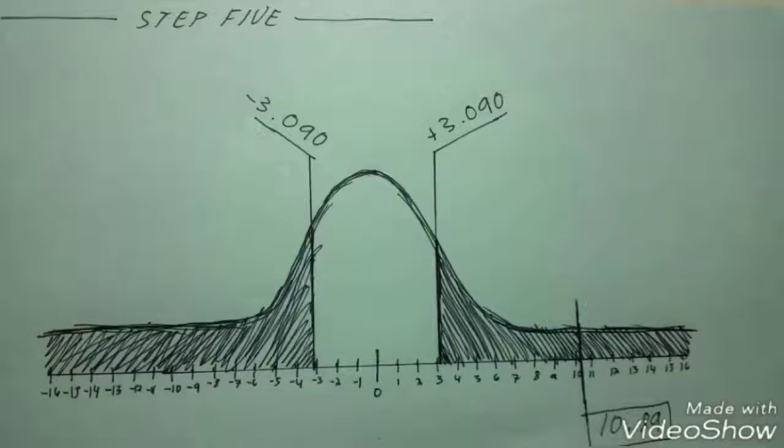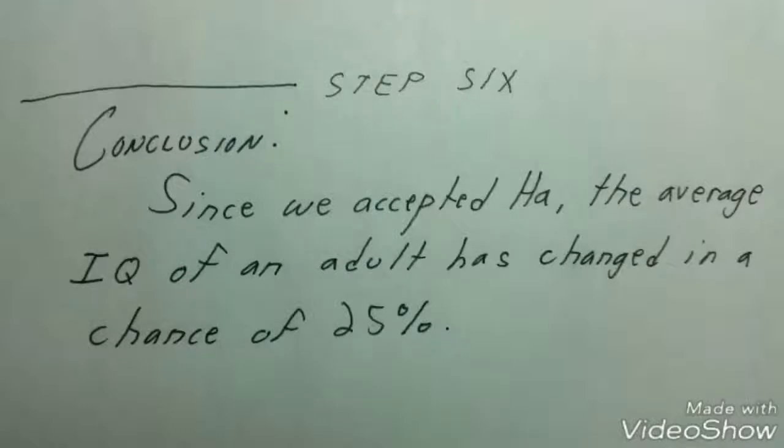Step 5. You will plot step 3 into the graph, which is negative 3.090 and positive 3.090. And as you can see, the z equal to 10.89 has been plotted into the shaded parts of the area. That means we shall accept HA. And for our last step, which is step 6, is all about conclusion. And now, since we accepted HA, the average IQ of an adult has changed in a chance of 25%.